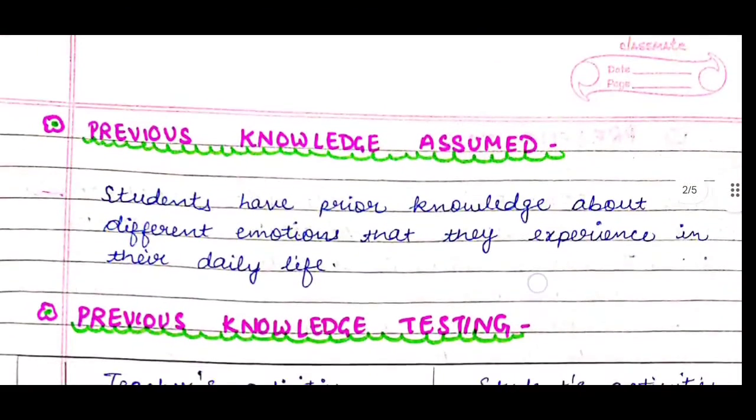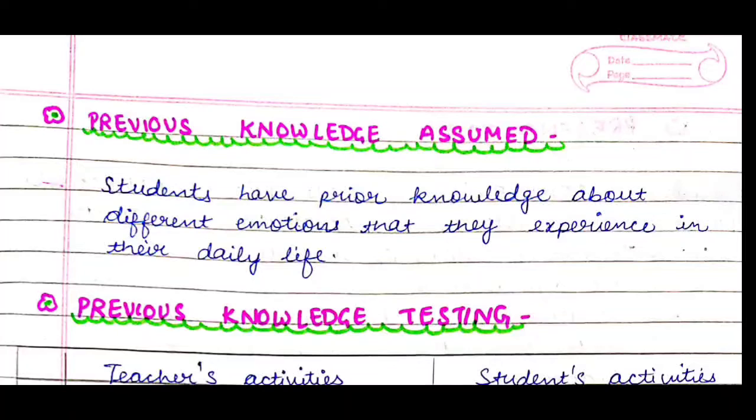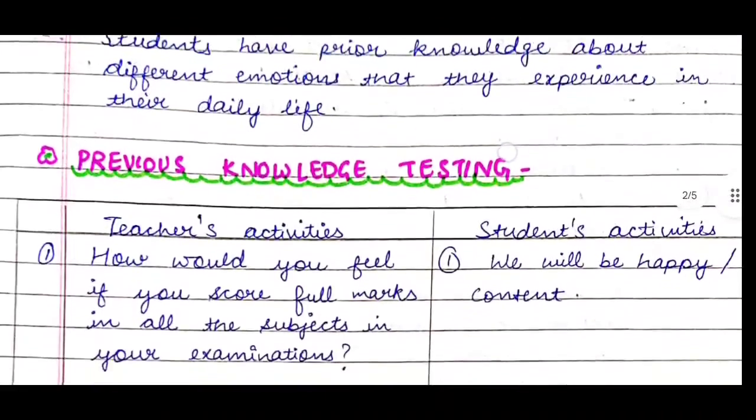Then comes previous knowledge assumed. So what previous knowledge do children have related to this topic? You have to write that in this column. Students have prior knowledge about different emotions that they experience in their daily life. They already know about the emotions and sentiments that they experience. Now we need to test this knowledge.